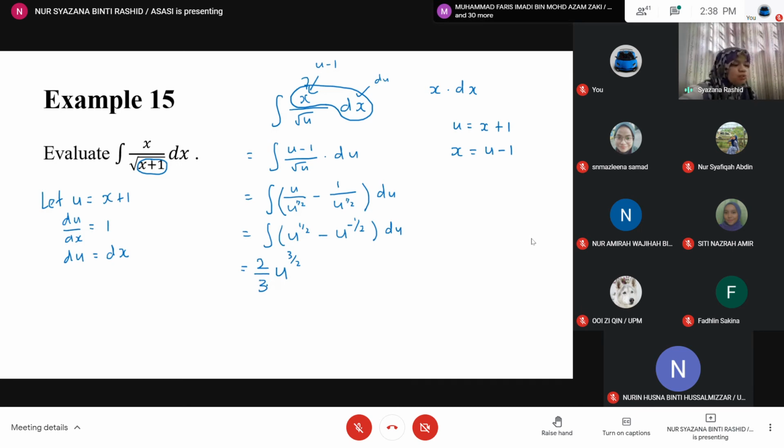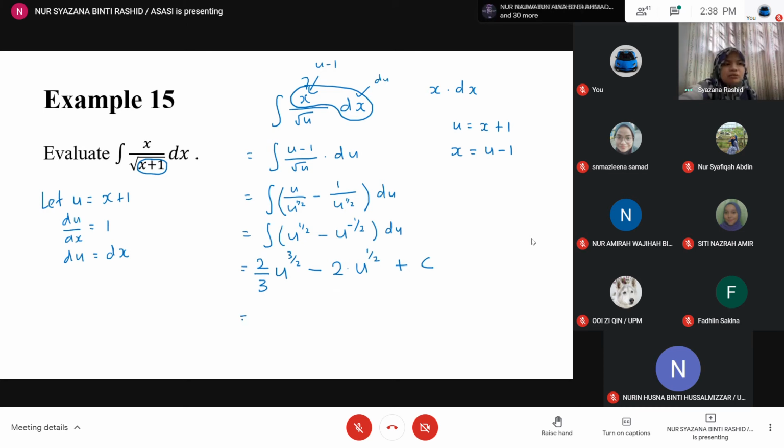So it becomes 2 over 3 u power 3 over 2, minus negative half plus 1, I got half. Okay, divide by half, I bring it up. So instead of divide by half, now it becomes multiply with 2 times u power half. Okay, indefinite, plus c. This is not yet the final answer.